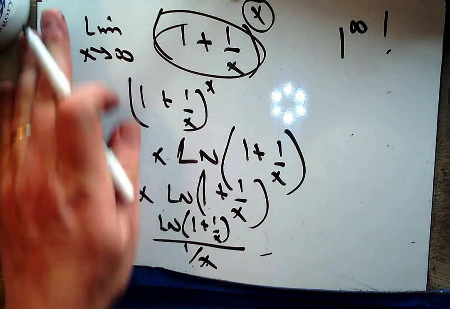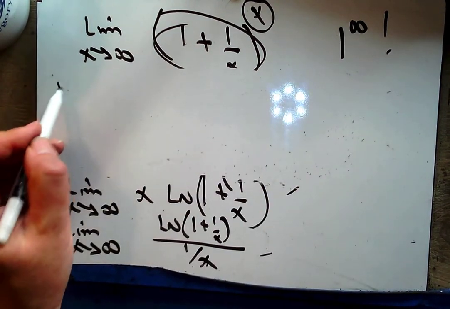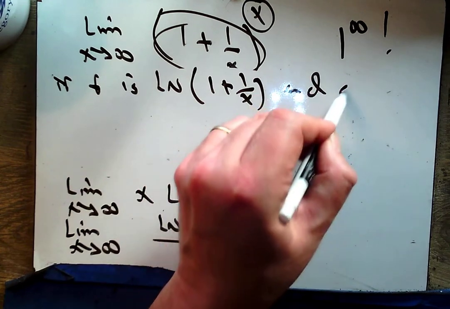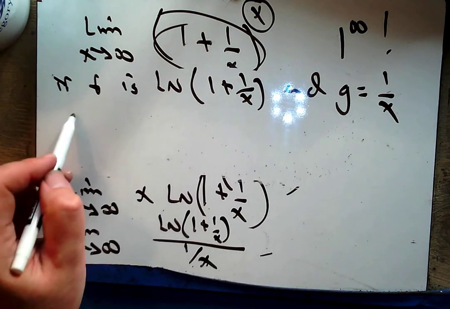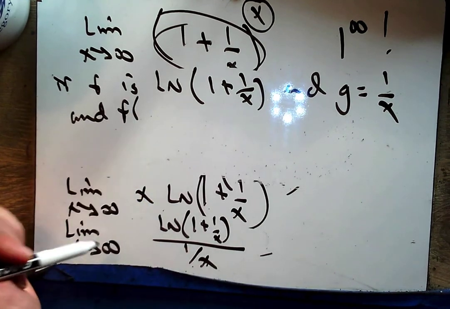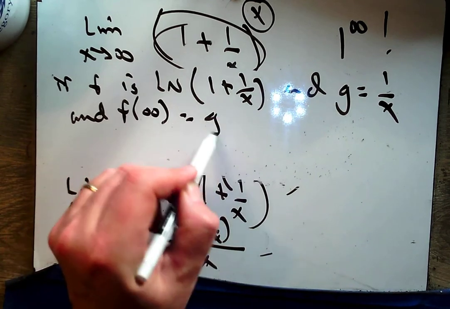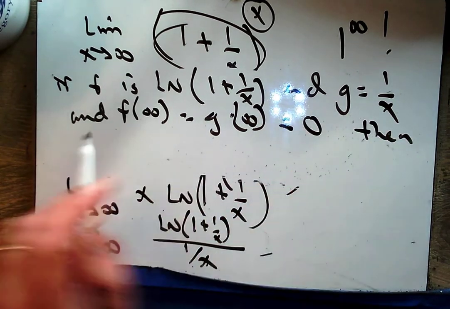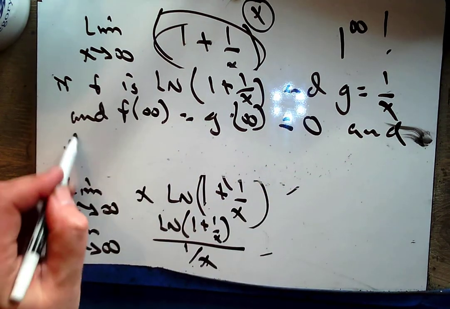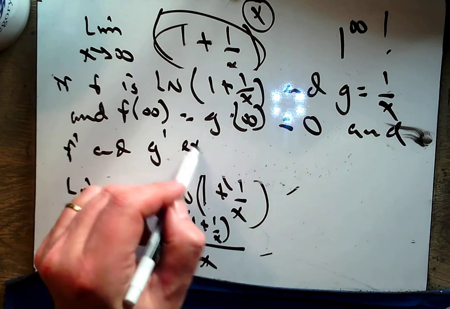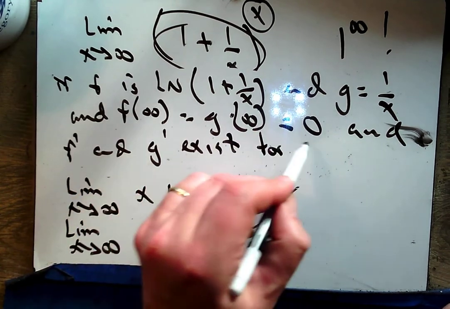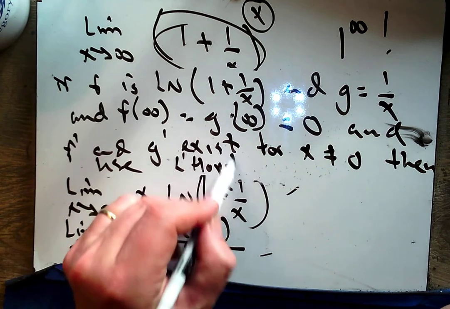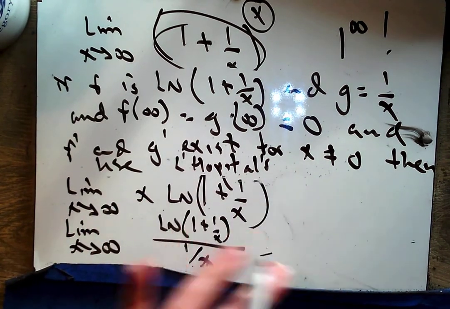So let's write a little justification. If f is ln(1 plus 1 over x), and g is 1 over x, and f of infinity equals g of infinity equals 0, then, and, God, there's so many preconditions, f prime and g prime exist for x not equal to 0, then use L'Hopital's. Okay, so what's using L'Hopital's going to look like? This.